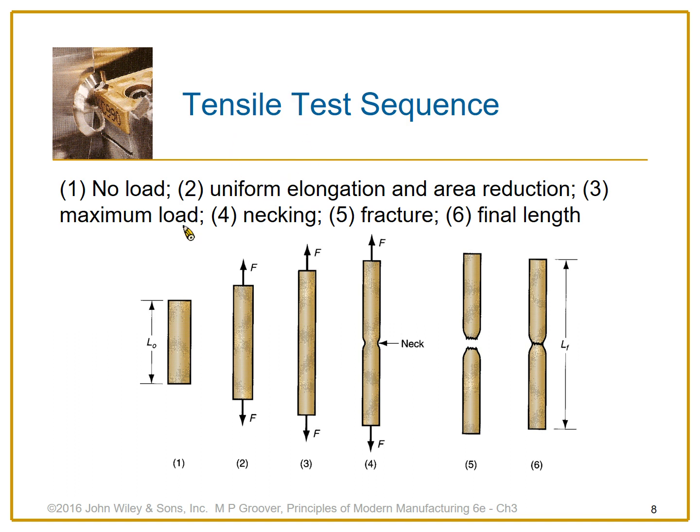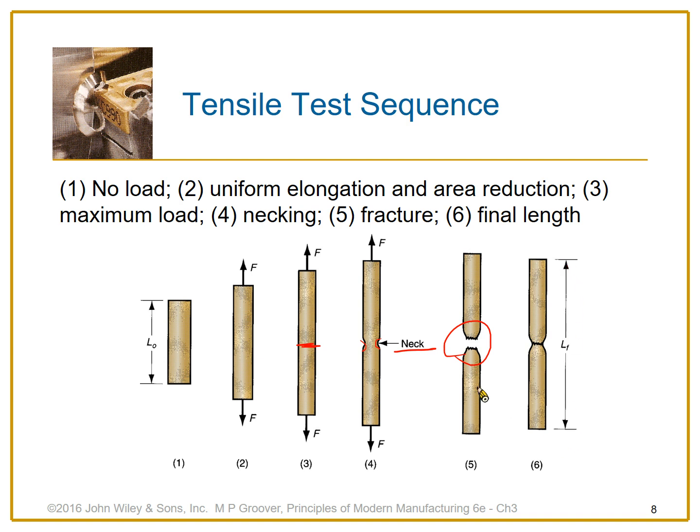The sequence is like this. In the very beginning, the specimen has no load. Then we start to apply a force, and of course there is uniform elongation and area reduction. You see that it gets smaller in this direction, and then it reaches the maximum load. If we continue, it creates necking, and at the necking the material is going to fracture as we keep applying force. The specimen continues to elongate until it is broken, and then we can measure the final length.